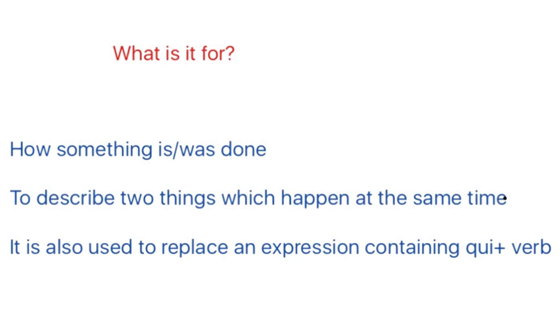So, when are you going to use it? The present participle is used to say how something is or was done. It's also used to describe 2 things which happen at the same time. And it's also used to replace an expression that contains qui plus a verb. Let's have a look at a few examples.